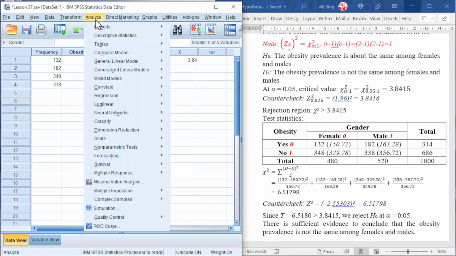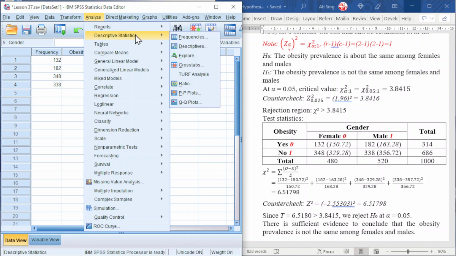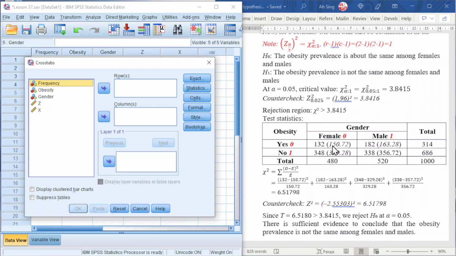Proceed to analyze, look for descriptive statistics, crosstabs. If we want to have exactly the same orientation as this table for our crosstab, remember that up, down means rows, left, right means columns, which means that we should put obesity under row, gender under column.